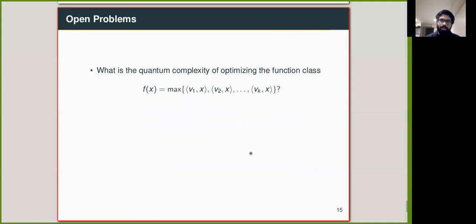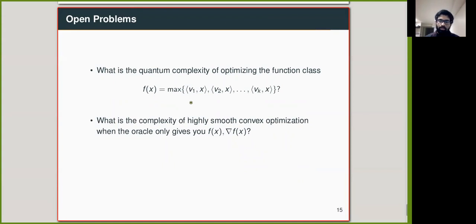The open problems that I have here that are interesting are, what is the quantum complexity of optimizing this function class that came up before? What is the complexity of this optimization if your oracle is only giving you, say, the function value and gradient value, but you're promised that your function is highly smooth? This is still a setting that has not been studied even in the randomized or deterministic setting.